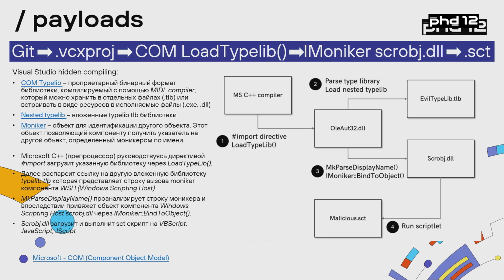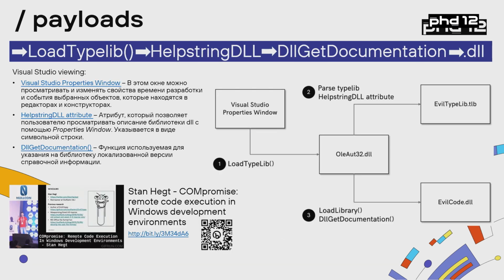And then, using the MkParseDisplayName function, it will parse the string. Then the MkParseDisplayName function is initiated, and then we do bind to object with a moniker. So we do bind to object with a scrobj DLL. The BindToObject function loads and executes the DLL, and scrobj is linked to Windows Scripting Host. And then scrobj.dll will run a script, an SCT script, in VBScript, JavaScript, or JScript. And this way, we get remote access to the workstation of a given developer.